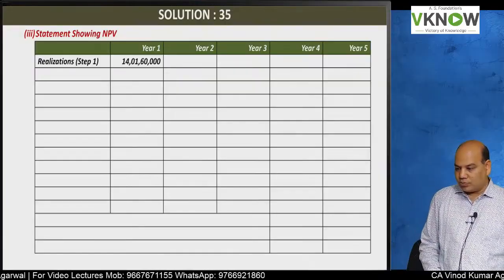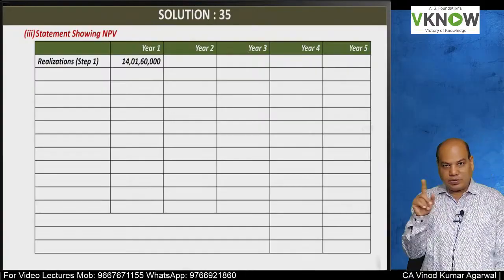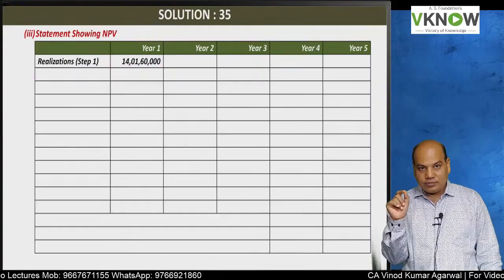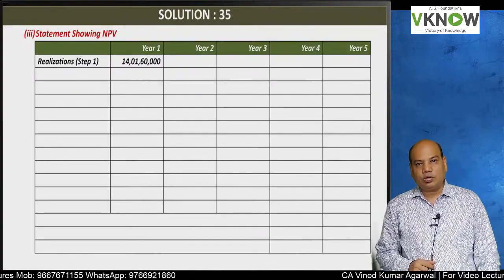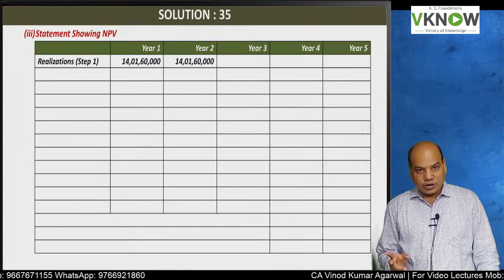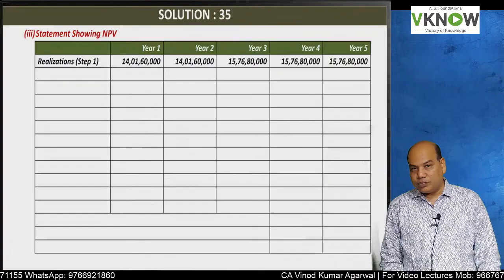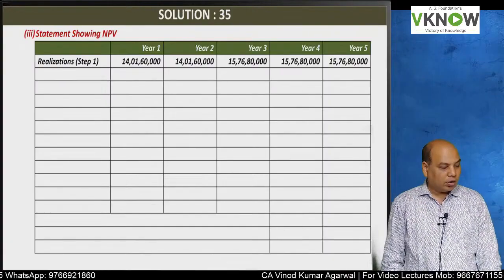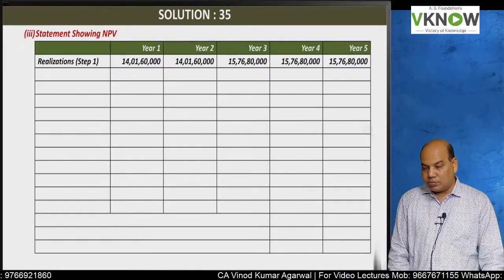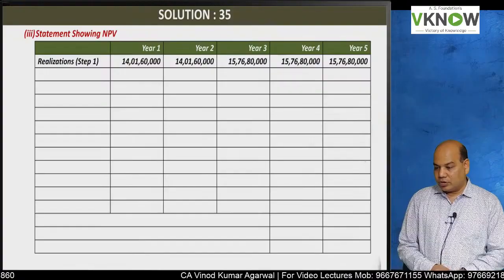Where will you go? Step 1. Go to step 1, revenue working note, and copy from there the last line. You will find 14 crore 1 lakh 60,000 in the first and second year, and in the third, fourth and fifth year, your expected revenue is 15 crore 76 lakh 80,000. Is it right?